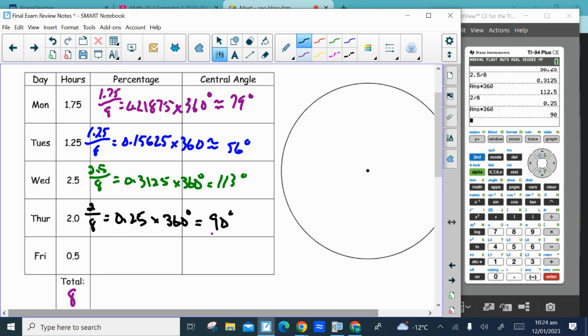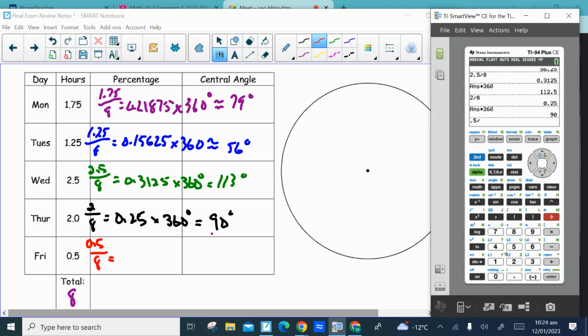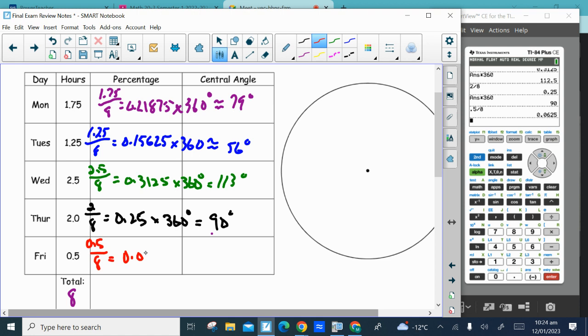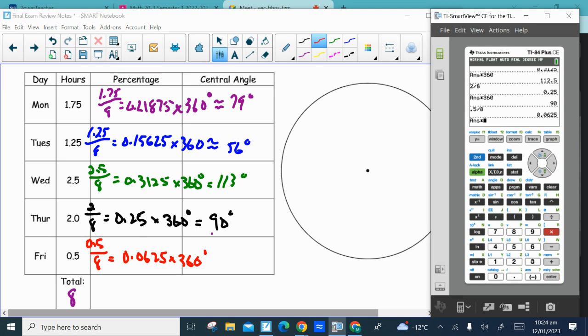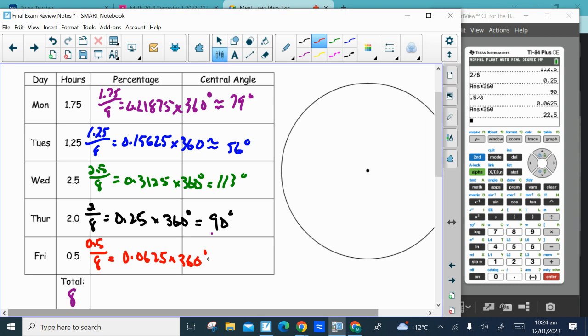And then finally on Friday, only a half hour out of an 8 total for the week. So 0.5 divided by 8, 0.0625. That's multiplied by 360 degrees to get a total of approximately 23 degrees.